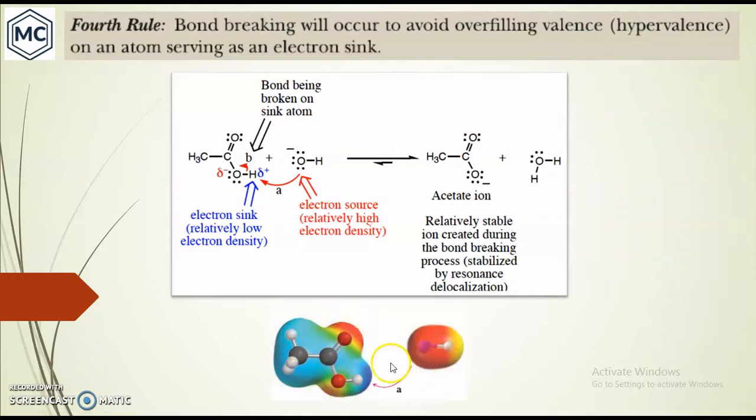So here I have shown an electrostatic potential diagram of this reaction. This one is the hydroxyl group and this one is acetic acid. Here you can see the red color in the electrostatic potential diagram, or simulated diagram, means it has very high electron density. The blue region means it has relatively low electron density. So hydrogen is in the blue region and can act as an electron sink, and this hydroxyl group can act as an electron source.